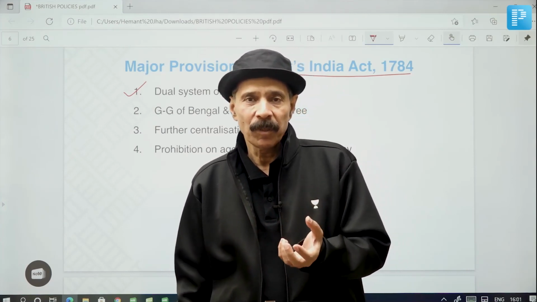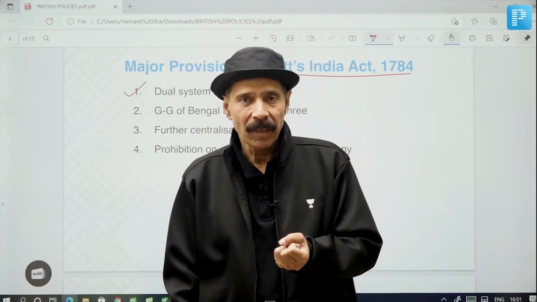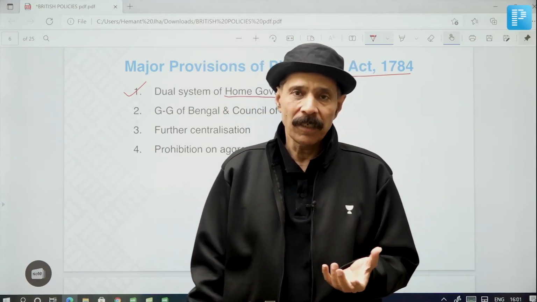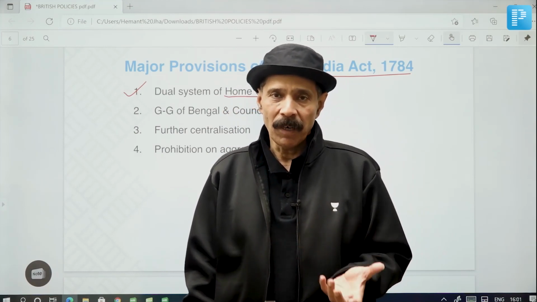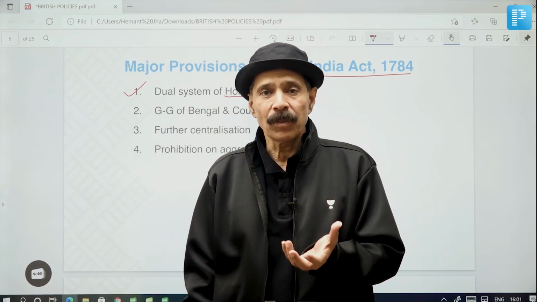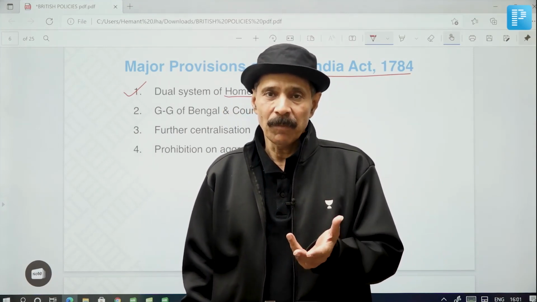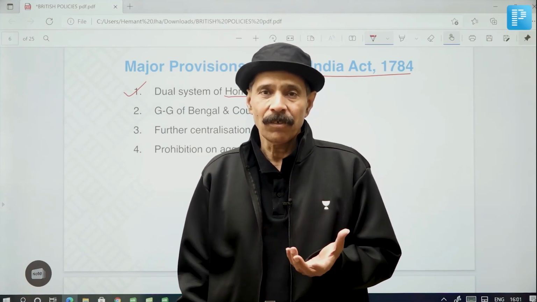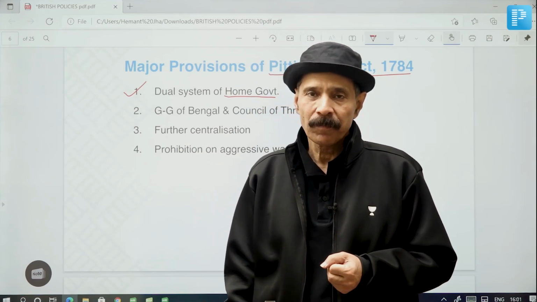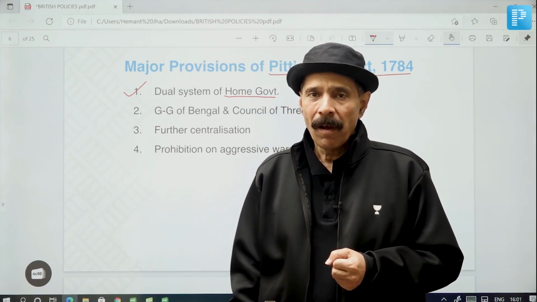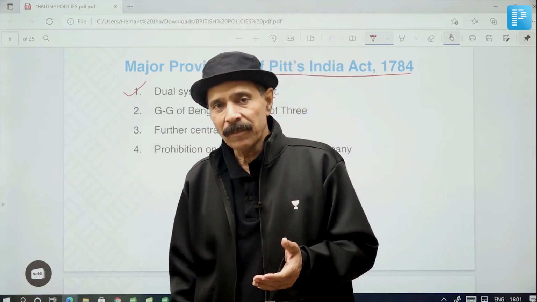Court of Directors represented a body of the company, whereas Board of Control represented a parliamentary body because all members were members of Parliament, and there were 2 cabinet ministers, and one among these 2 was the head of Board of Control, known as the President of Board of Control. And Court of Directors was headed by a Chairman.